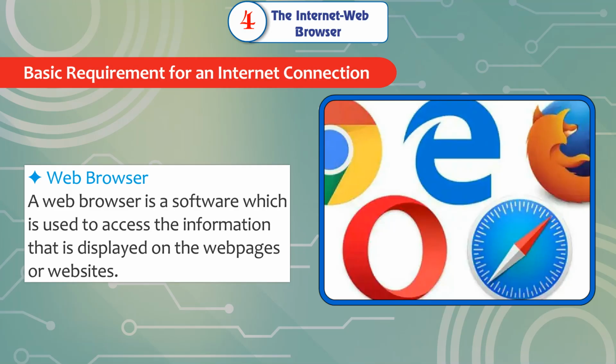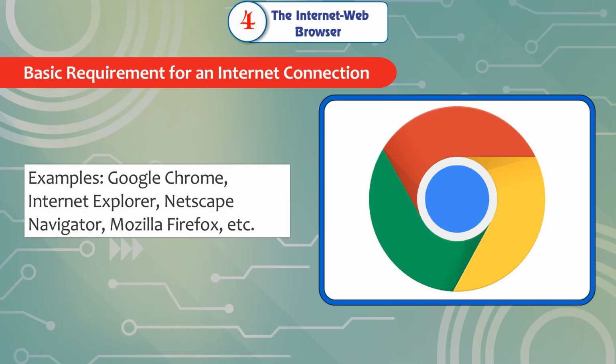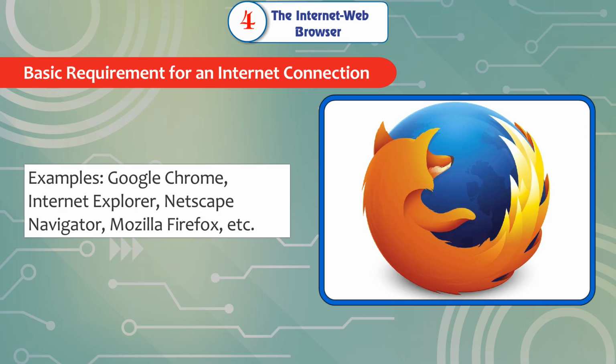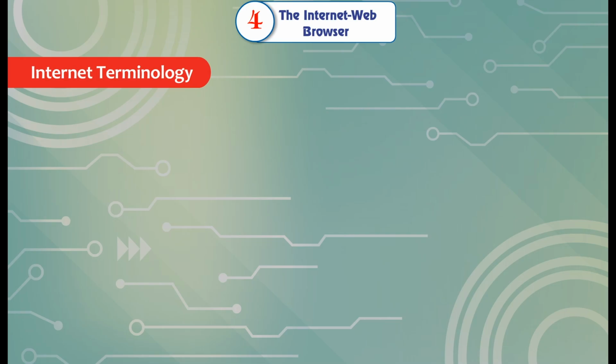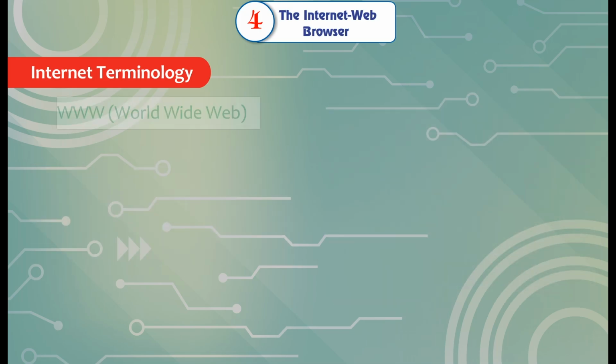Web browser. A web browser is a software which is used to access the information that is displayed on the web pages or websites. Examples: Google Chrome, Internet Explorer, Netscape Navigator, Mozilla Firefox, etc. Internet terminology. There are some terms which are commonly used when you are using the Internet. Let us learn about these terms.